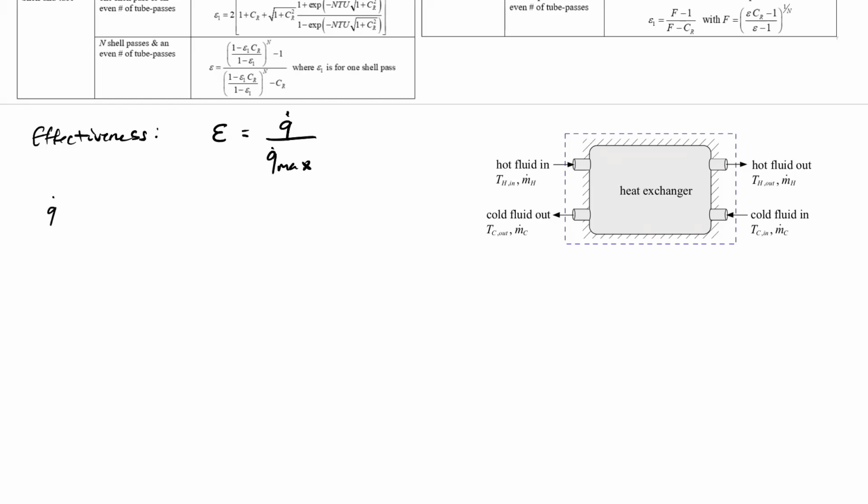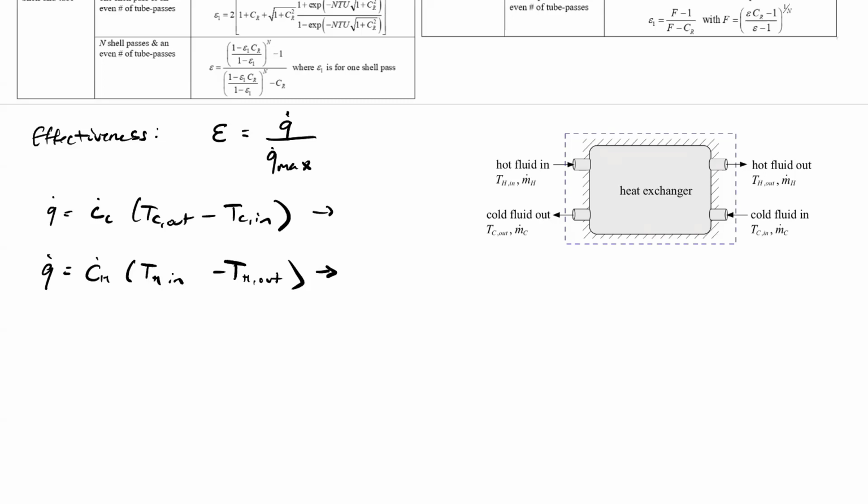So we have our two flow streams. Q dot is going to be, for the cold flow stream, C dot C times TC out minus TC in. That's the Q dot for one of the two flow streams. That was one of our two energy balance equations. The other was Q dot is equal to C dot H times TH in minus TH out. Those should be equal to each other. All the heat's going from one fluid to another. So the question is, what is this maximum?